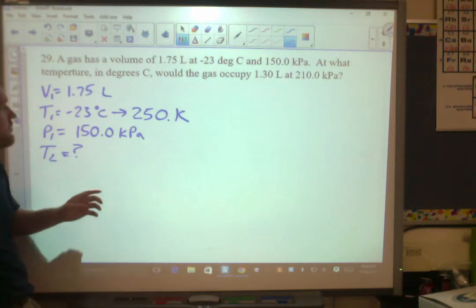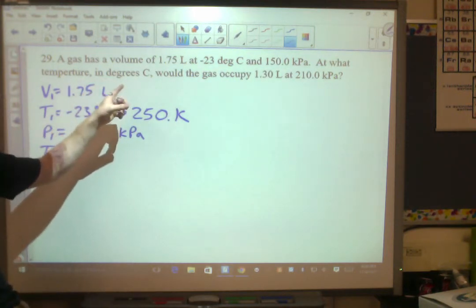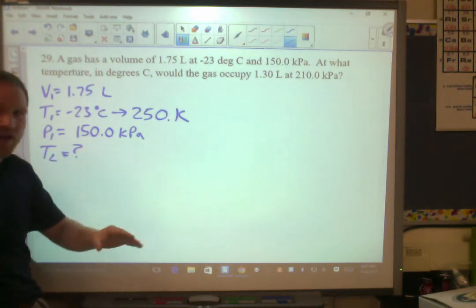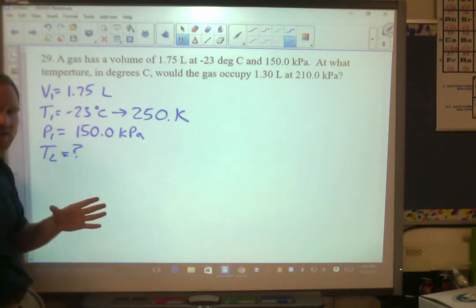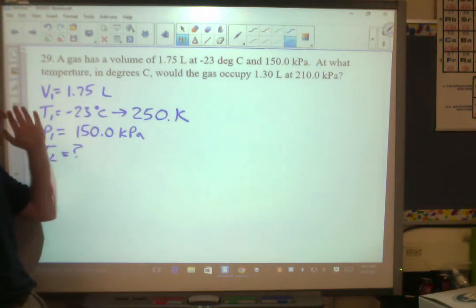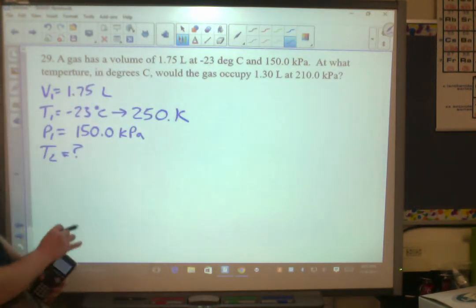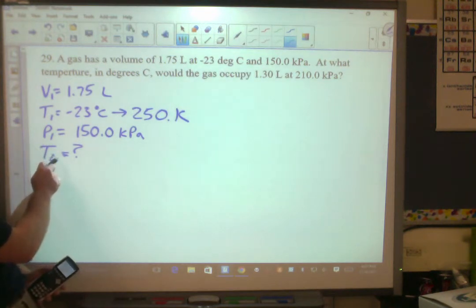At what temperature in degrees Celsius? We're going to have to turn that into Celsius at the end. What I see a lot of people do is say, oh look, it's asking for Celsius, so we're going to have to leave T1 as Celsius to get it in Celsius. Cannot do that. You can't plug Celsius into the combined gas law. So what we're going to have to do is solve using Kelvin, and then at the end, go back to Celsius. So that's our variable we're looking for.